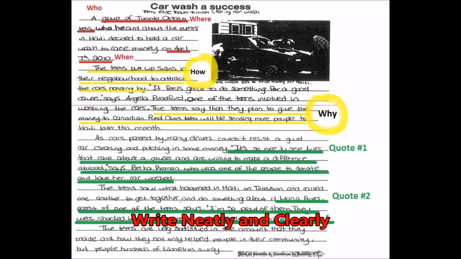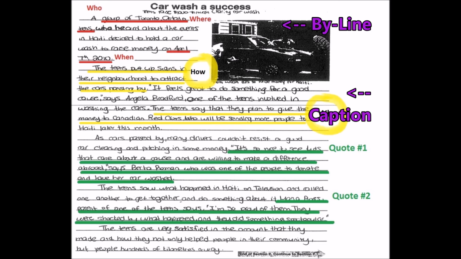A final note, the student wrote legibly. Also, this student wrote within the space provided. It's not too long and it's not too short. For those of you with a really critical eye, you may have noticed that this writer included a byline underneath the headline, as well as a caption underneath the photo. You don't need to do that. Actually, don't do that. She didn't get any extra credit for that.